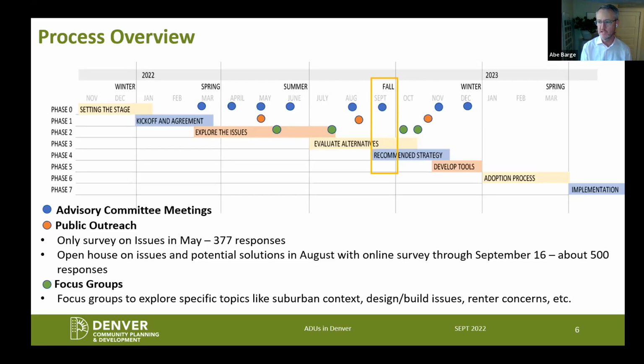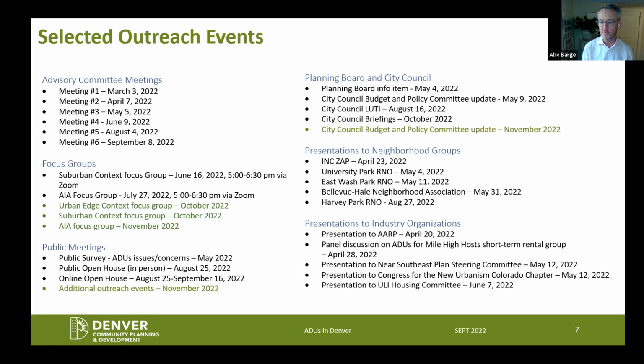And of course, anywhere along the way, right up until the zoning changes are considered by City Council, which would potentially be in March of next year, we're interested in hearing your feedback. There have been quite a few opportunities for that. Here's a list of some of the events we've had and groups we've spoken to. The green things are scheduled but haven't happened yet.